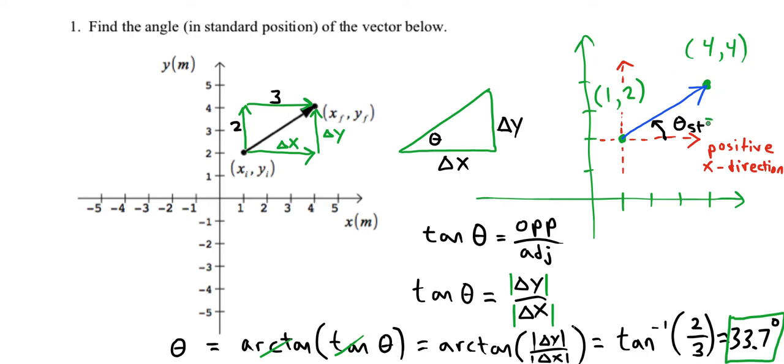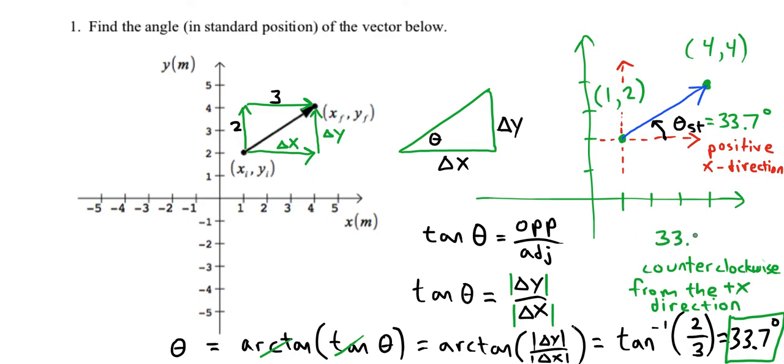So theta standard is 33.7 degrees. Now notice that this is counterclockwise from the positive x direction. 33.7 degrees counterclockwise from the positive x direction.